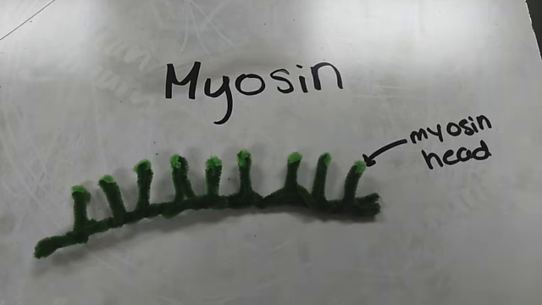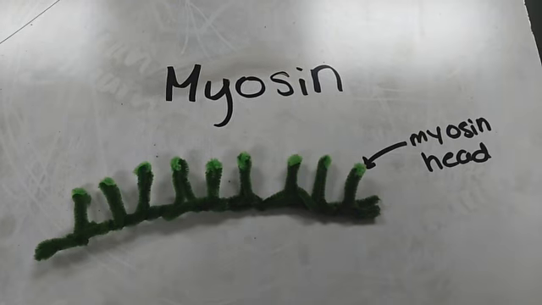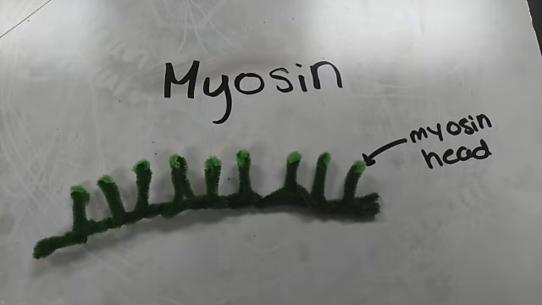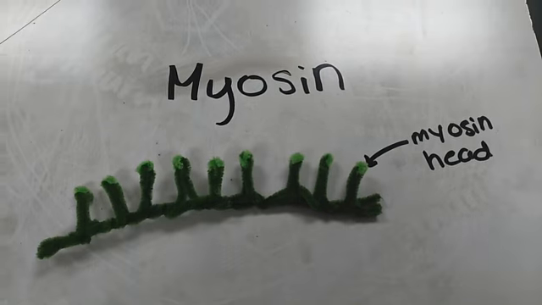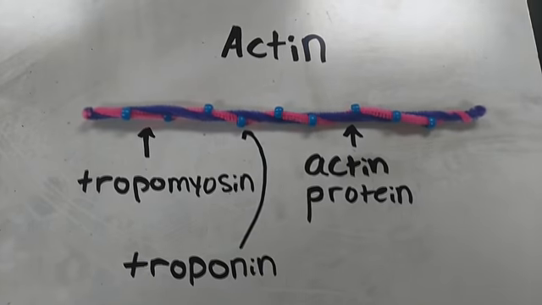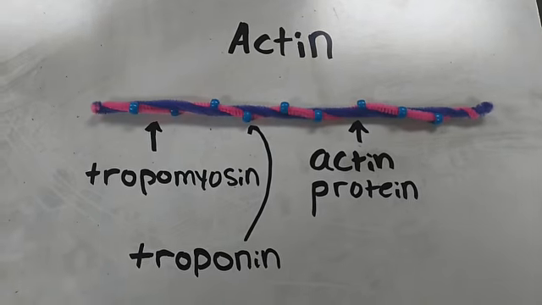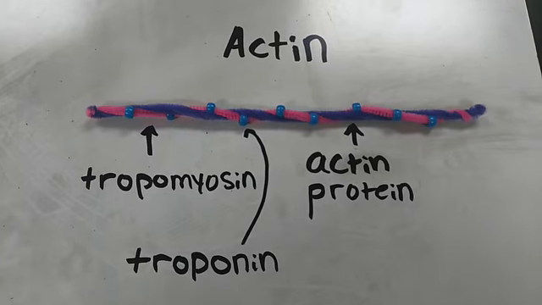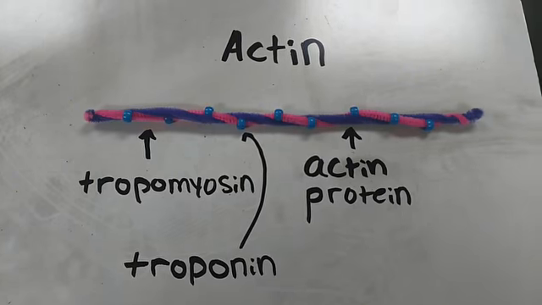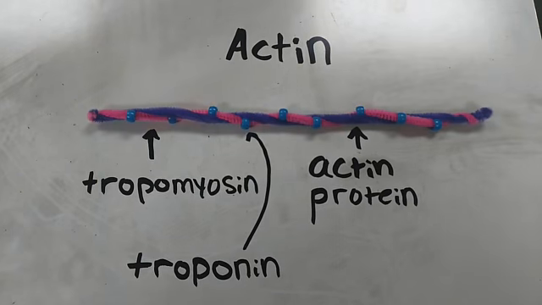There are two types of proteins that compose muscle. The first, which is shown here, is myosin. It is the thicker of the two protein strands. The second filament is called actin. Attached to actin are two other proteins, troponin, which is shown in the blue beads, and tropomyosin, which is shown by the pink pipe cleaner.